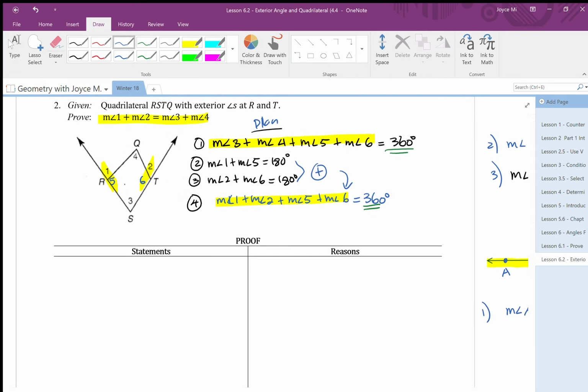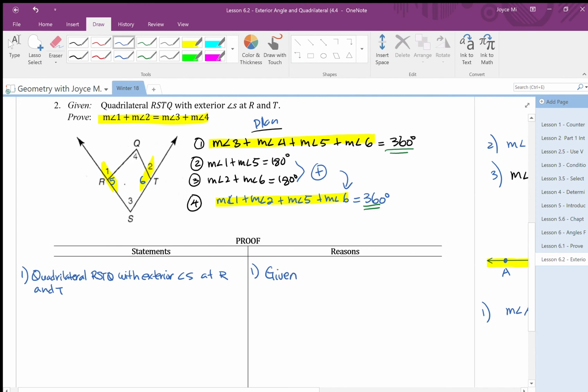So step one, I need to have the measure of the interior angles in the quadrilateral be 360. So I need to note that it's an equilateral. So I'm going to write a given. So I say given quadrilateral R, S, T, Q with exterior angles at R and T. Step 1, that is given.